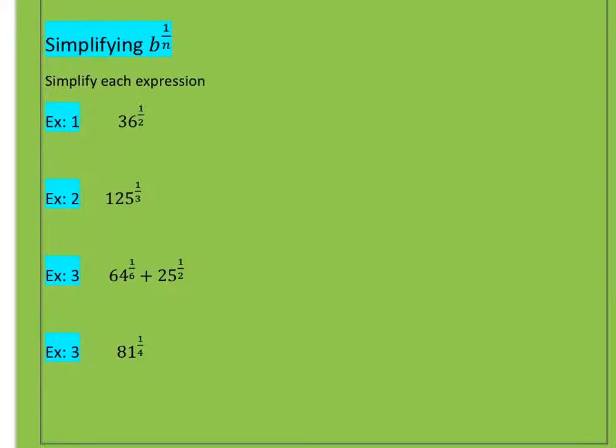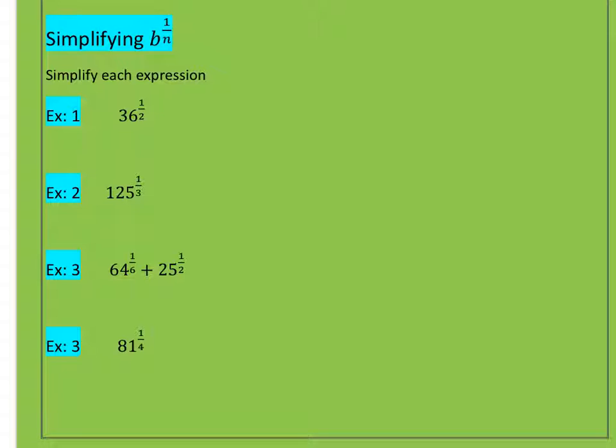Now how do we simplify these powers that have a fractional exponent? So as we look at 36 raised to the 1/2, the 2 means we're taking the square root of 36. So let's go ahead and rewrite that. So we've got the square root of 36. And all of you should know what the square root of 36 is, and that's 6.